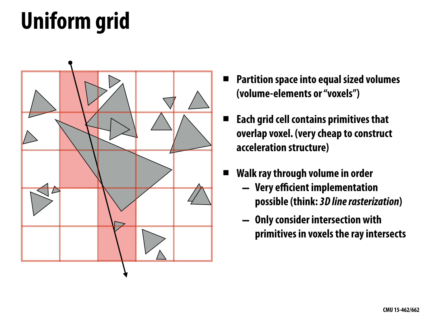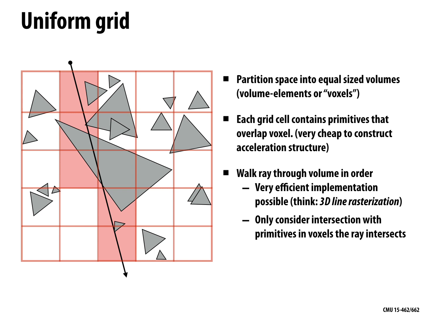And we can do a similar thing, right? We walk the ray through the volume in order. And this is really easy to do. Actually, this walking along a ray in a voxel grid really should remind you a lot of walking along a line in a pixel grid to do line rasterization. The only thing that changes here is we're rasterizing a 3D line rather than a 2D line. And so the good thing about this is we only have to consider intersections with primitives in the voxels that the ray intersects, right? What is the downside?